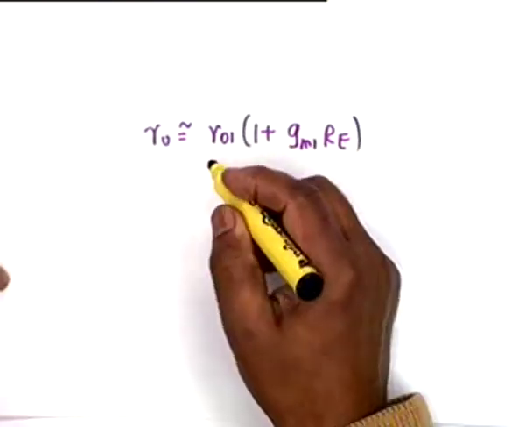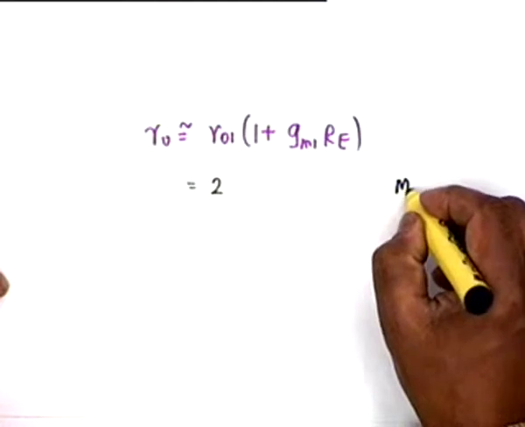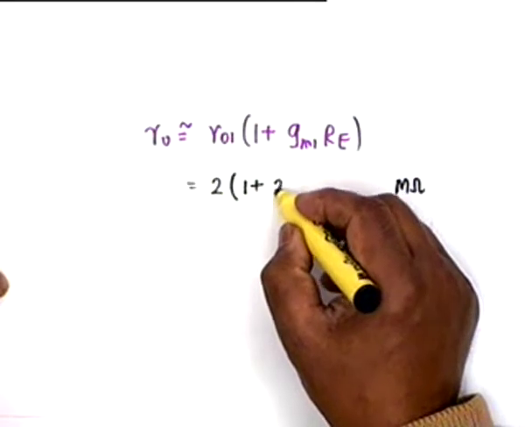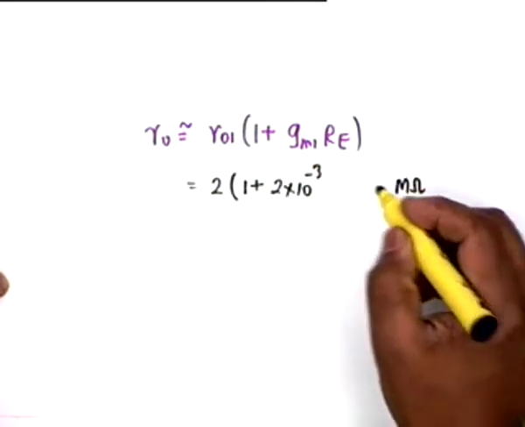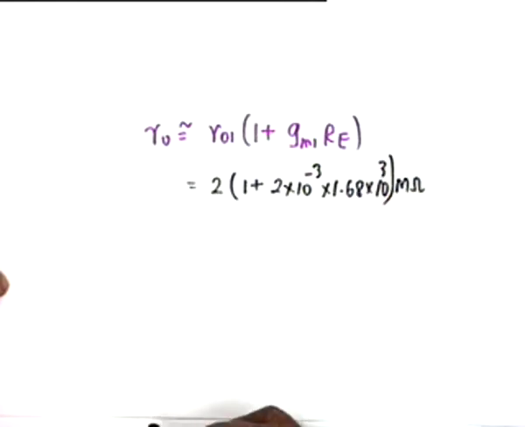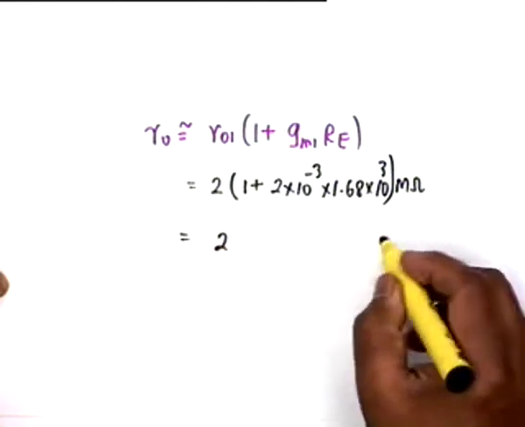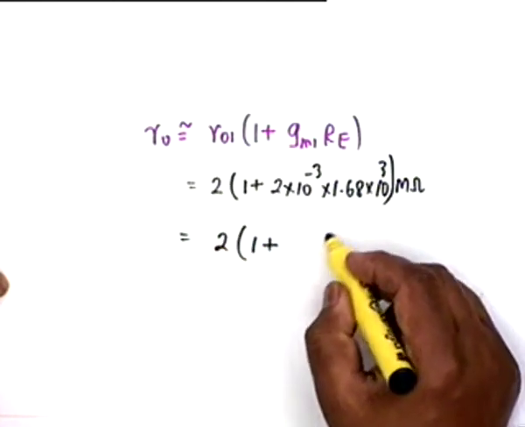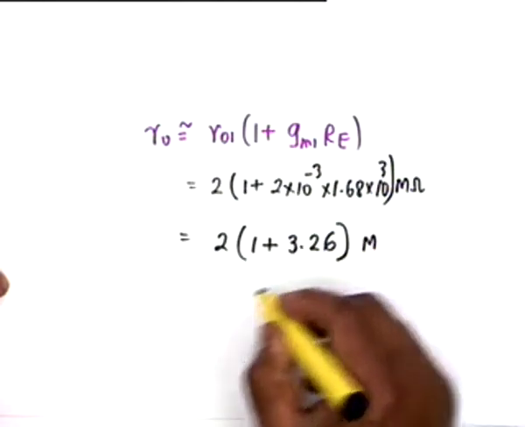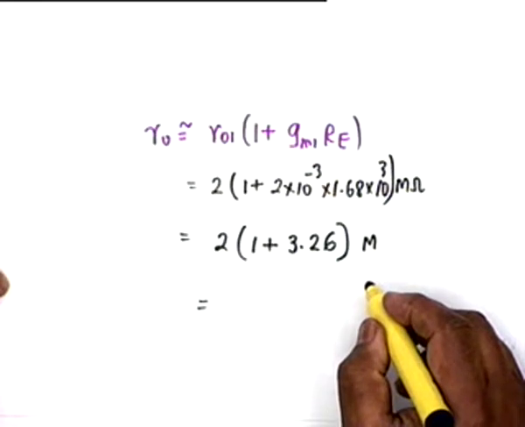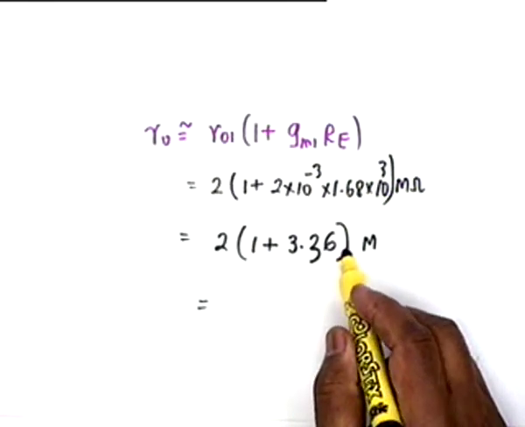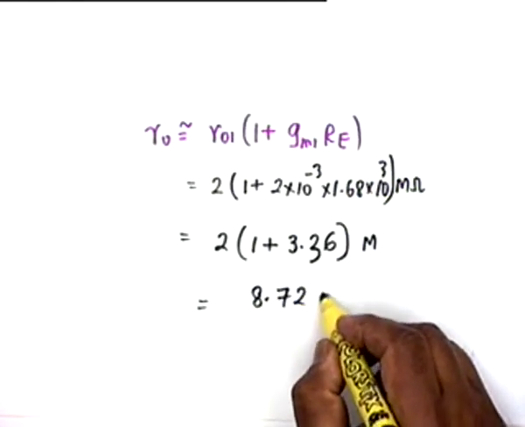Let's take the values that we have got now. R01, we already calculated, is 2 meg. 1 plus GM1, which is 2 times 10 to the minus 3, multiplied by RE, which is 1.68 times 10 to the 3. That means this is equal to 2 times 1 plus, how much is this? 3.36. How could I make that mistake? So it is 4.36 multiplied by 2, 8.72 meg.